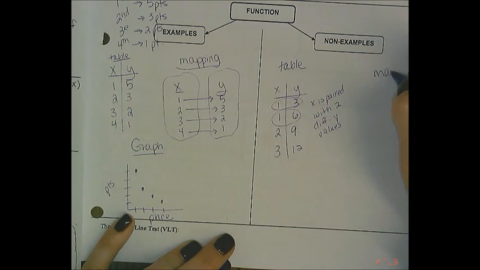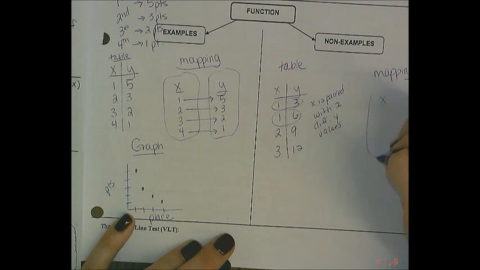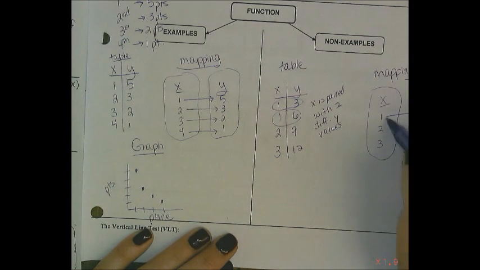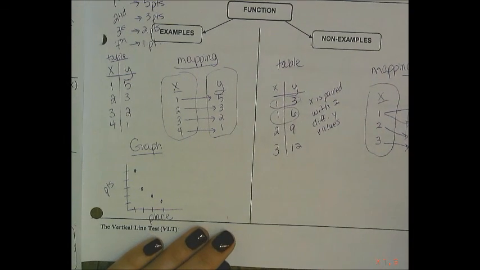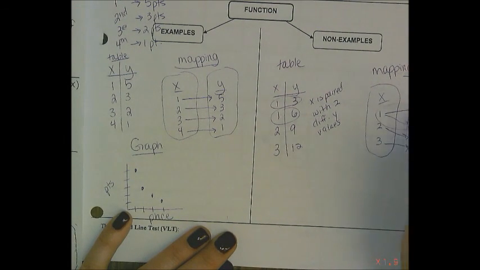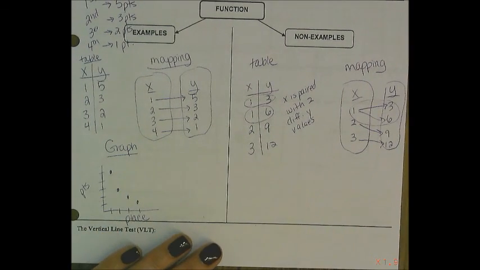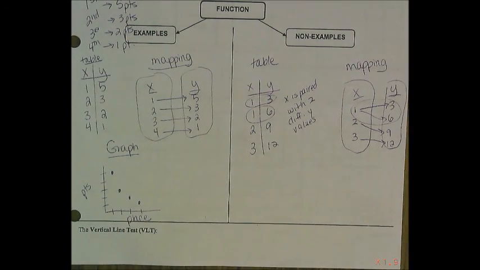Okay? In a mapping, a non-function might look like this. Here are your x values. Here are your y values. 1 gets mapped to 3 and a 6. 2 goes with 9, 3 goes with 12. So here, that cannot be a function because that x value is getting paired with or mapped to 2 different y values.